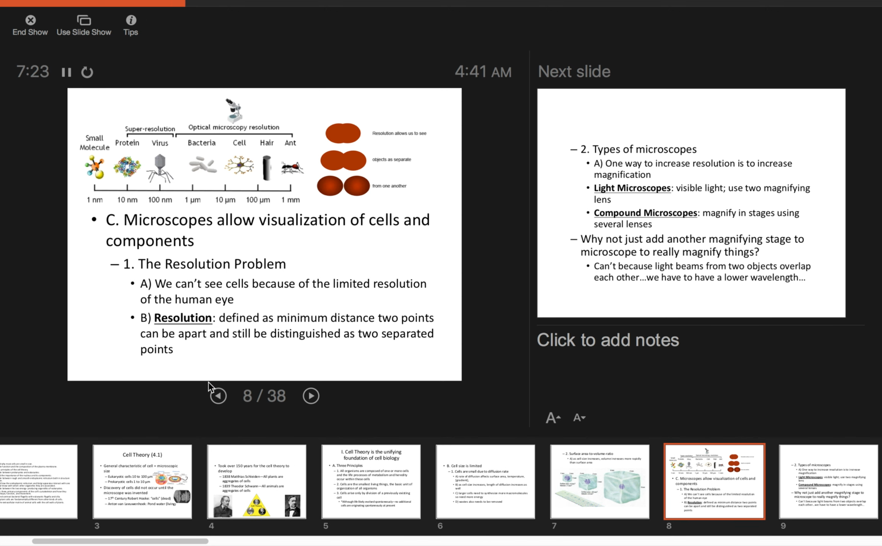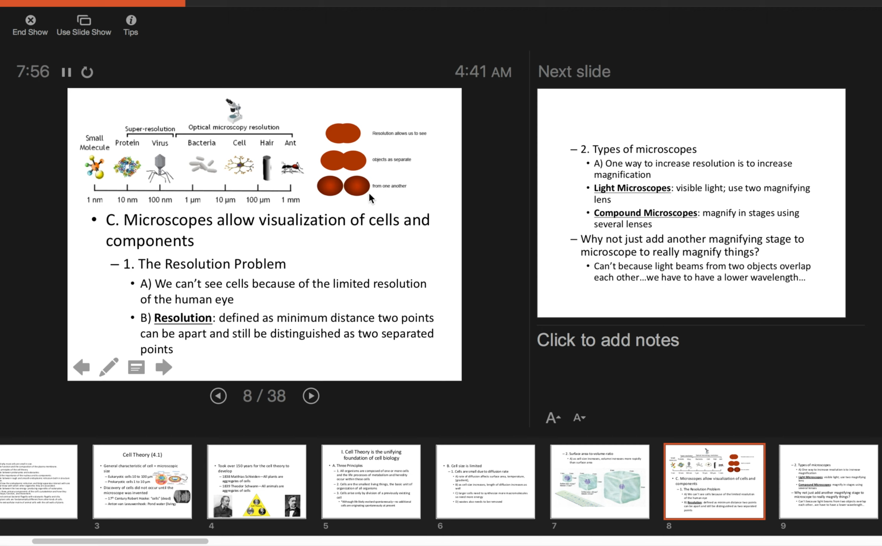Okay, going back to microscopes a little bit. So microscopes allowed us to see cells. However, there is a problem with microscopes, and it's called the resolution problem. Sometimes we can't see cells because of our resolution. The definition of resolution is the minimum distance 2 points can be apart and still be distinguished as 2 separate points. So I just love this diagram. Resolution allows us to see objects as separate from one another.